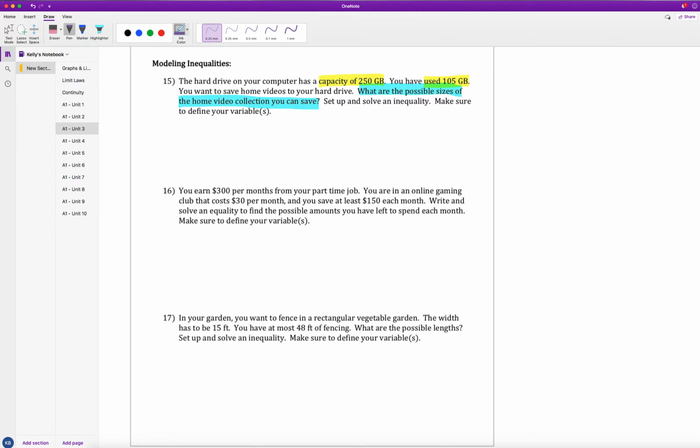So when we set up and solve our inequality, we first want to start with what variables we're going to use, and we need to define what they are. So I'm going to start by defining our variable. x is going to be what I'm solving for, and x is going to equal what we're looking for. What are the possible sizes of our home video collection? So x will equal the size of our home video collection.